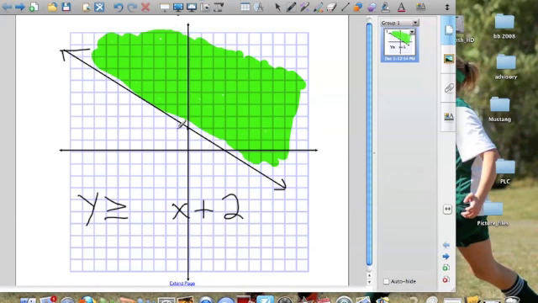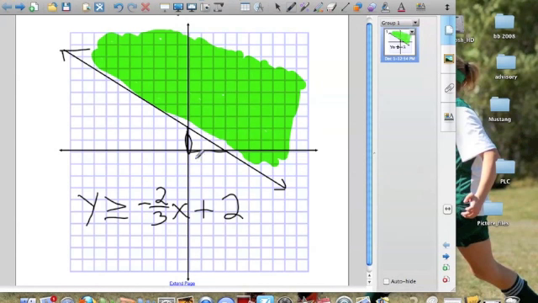Now let's determine our slope. So let's look at our rise and our run. The rise right here is 2, and the run is 3. Now it's a negative slope. So we're going to say that it's a negative -2/3 x plus 2. Right, so y is greater than or equal to -2/3 x plus 2.